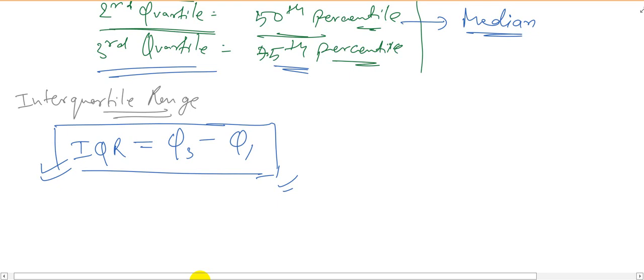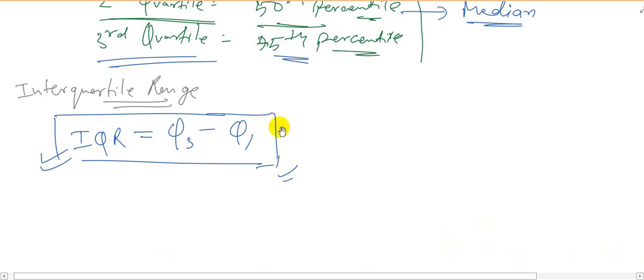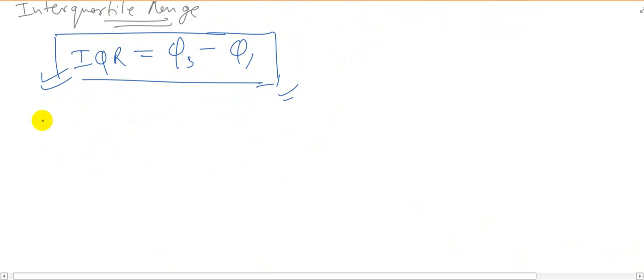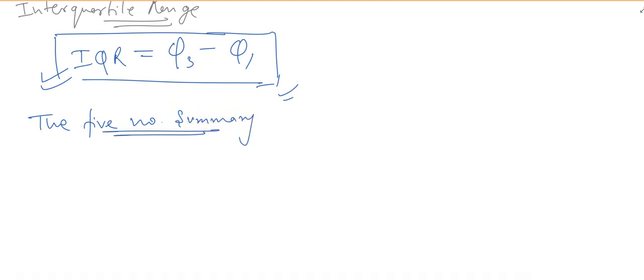Now we have studied all the measures of dispersion, and one concept is left, which is the 5-number summary. The name suggests that it includes 5 numbers which will give you some information, or tell you something about the data set.